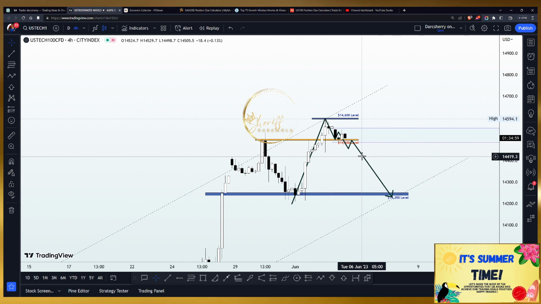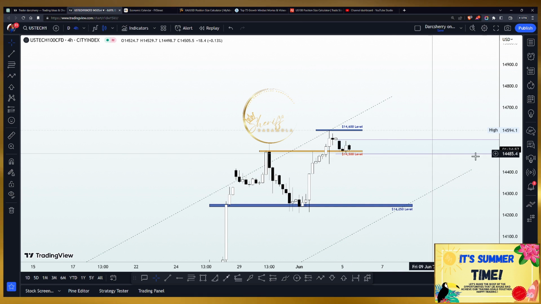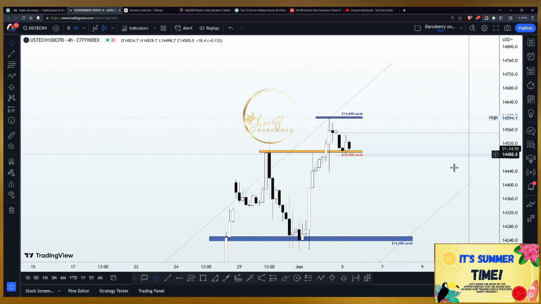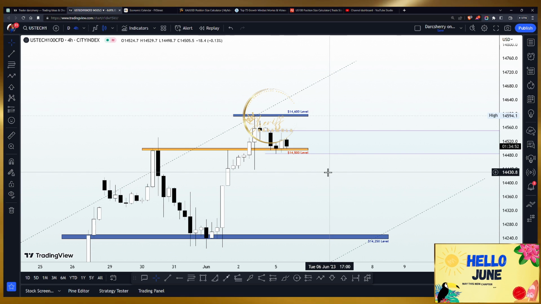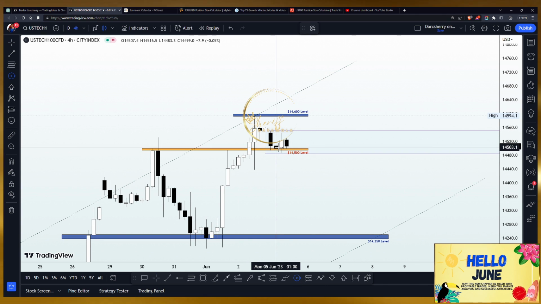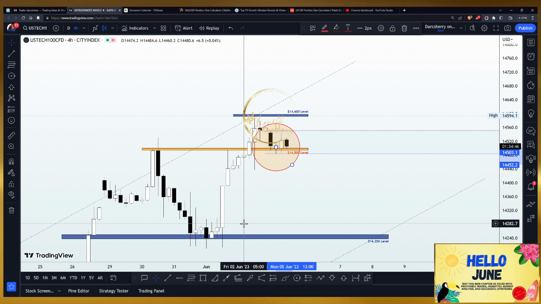And in order to have a better idea of what is really going on here, remember we already have a key level at the 14,500, where we are going to be focusing and see how participants in this market have been reacting to this level since the beginning of this week.